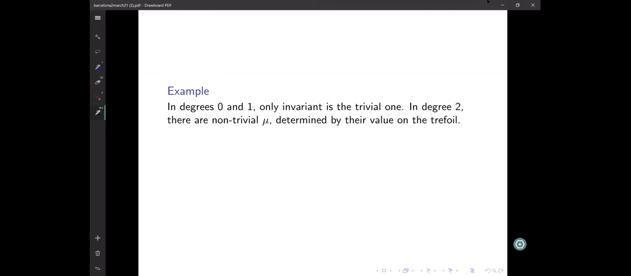So you can change any knot to the unknot by doing crossing changes, and you won't be changing the value of the invariant. So the invariant is determined by the value on the unknot, which has to be the neutral element, right? Because it's a monoid map. In degree one, you can also check, it's a little exercise. In degree two, there are already non-trivial invariants. You can show that they're essentially determined by the value they take on the trefoil knot.